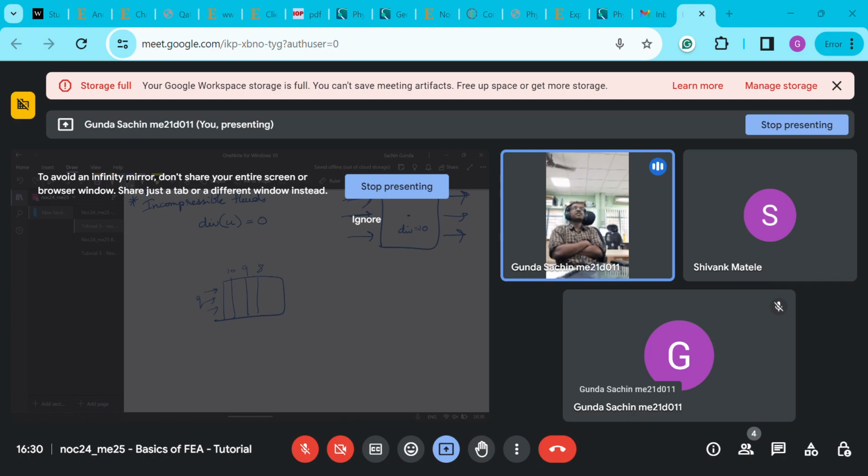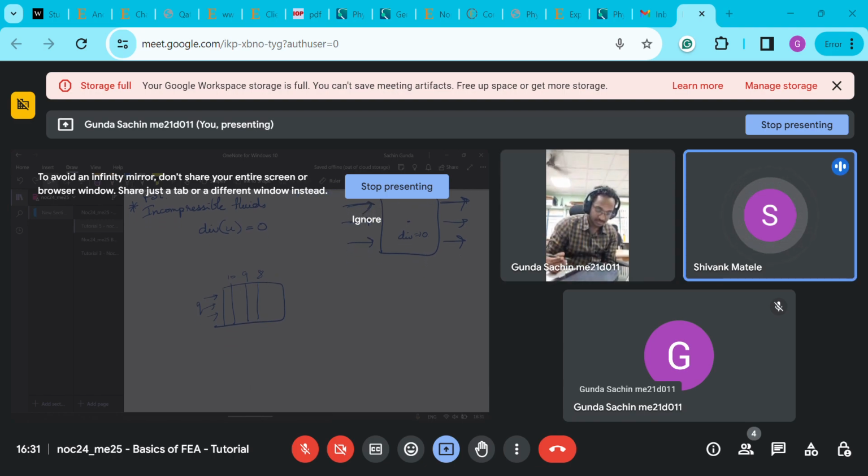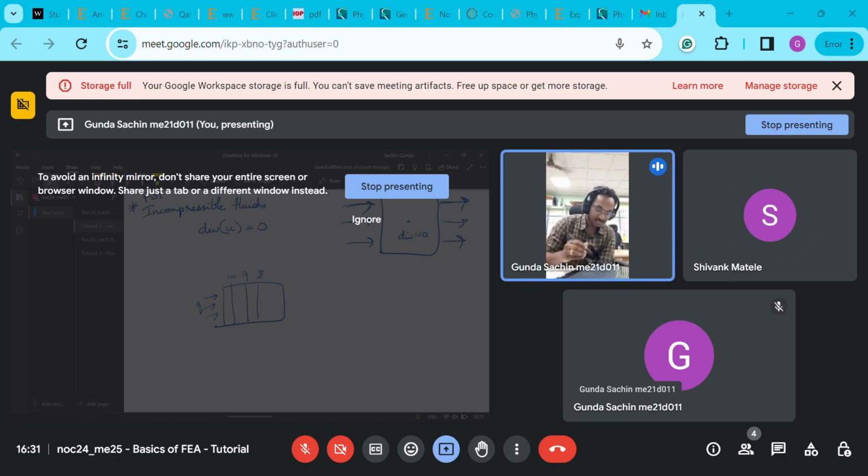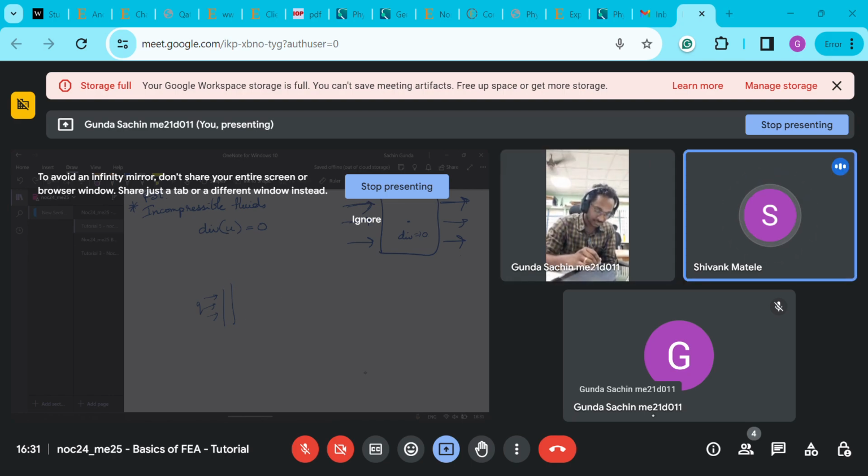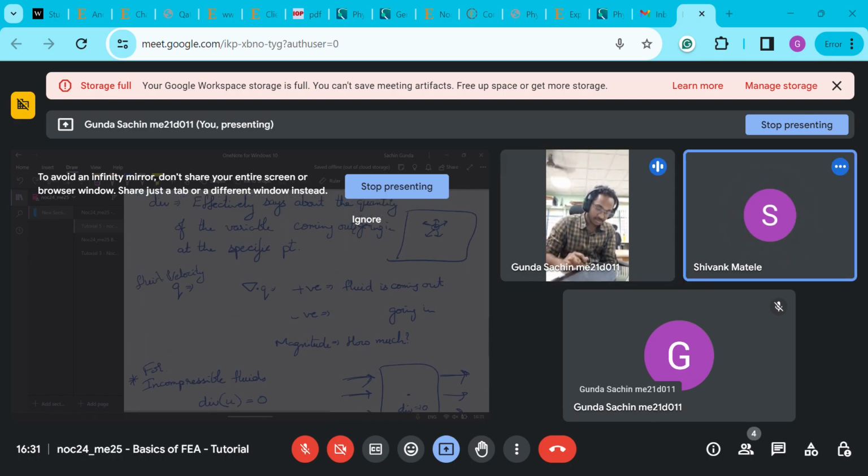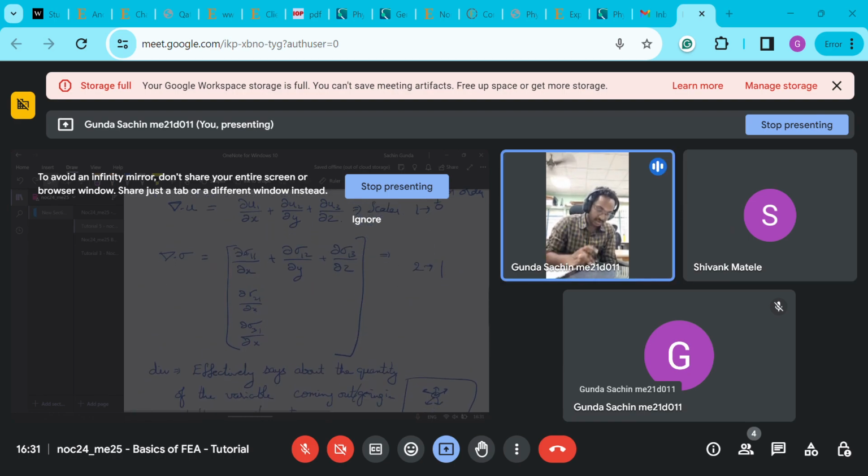Okay, I understood. What you are saying is, if you want to maintain the temperature, then whatever the flux is coming in should go out, kind of thing. Yeah, that makes sense. True. That's why divergence is zero if it is steady.